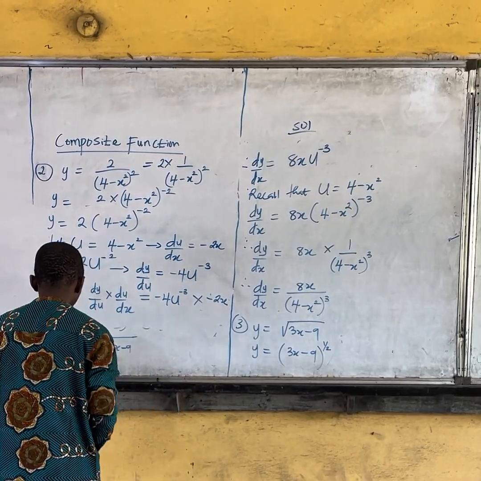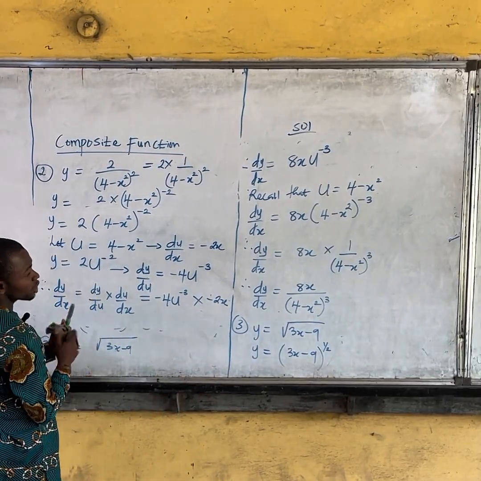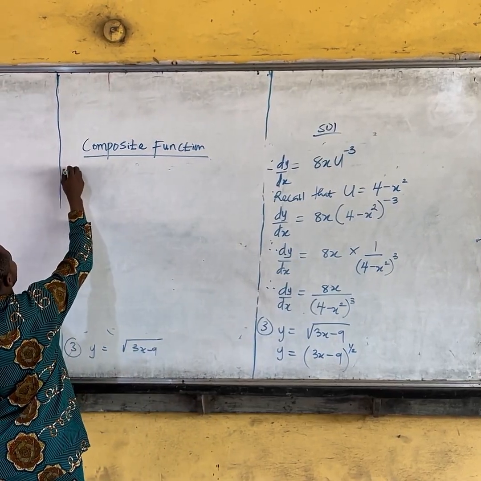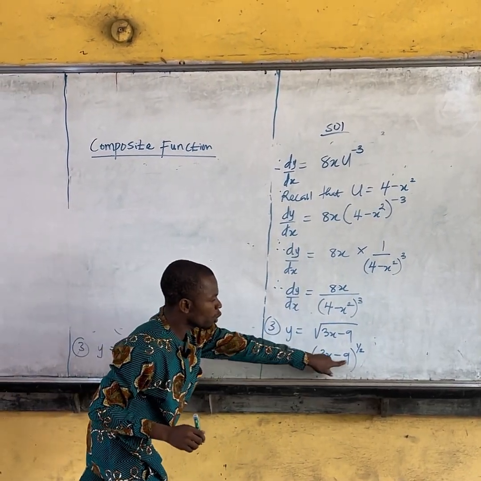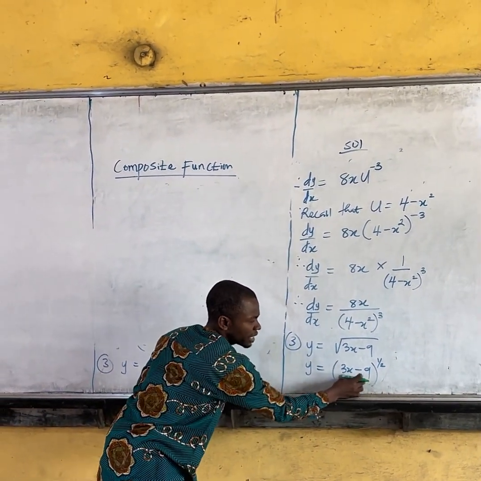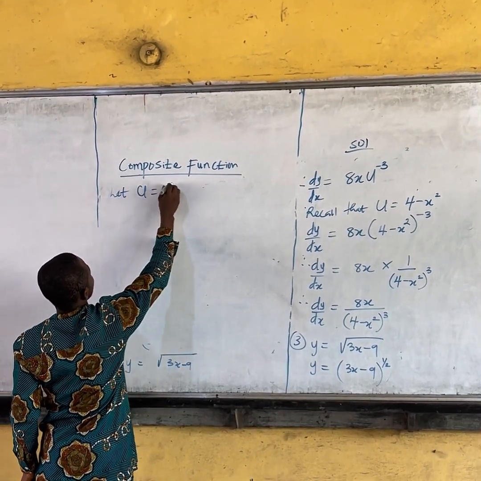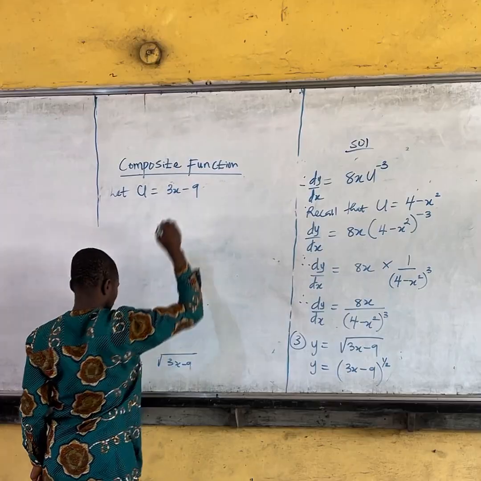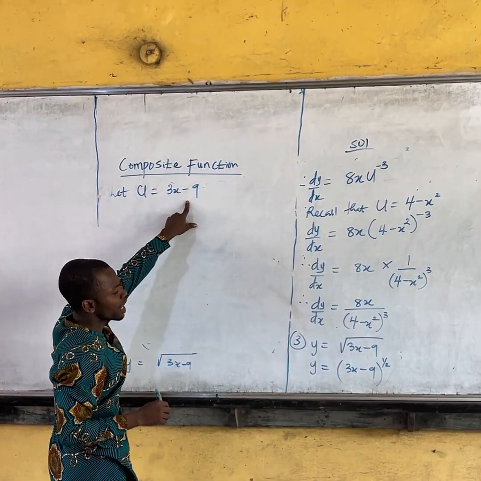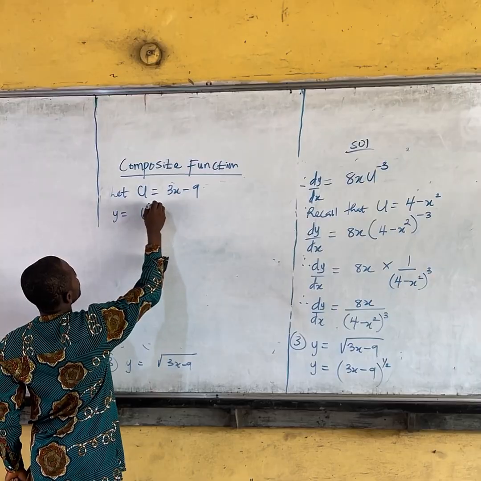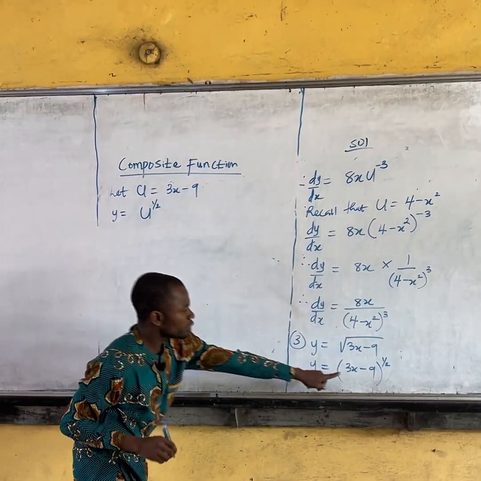So I'm now moving to the last one. Since my y has been composed, let everything here be u. Let u be 3x minus 9. So my u is now 3x minus 9, which implies that y will be u raised to the power of half.